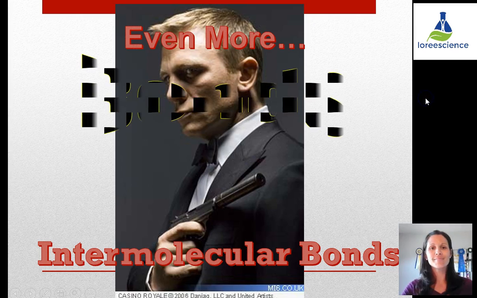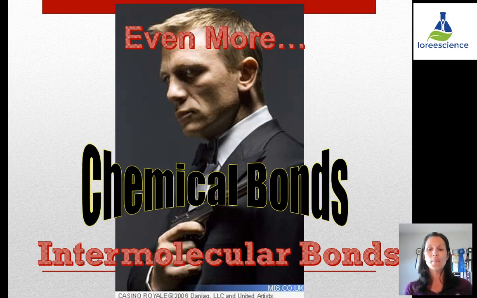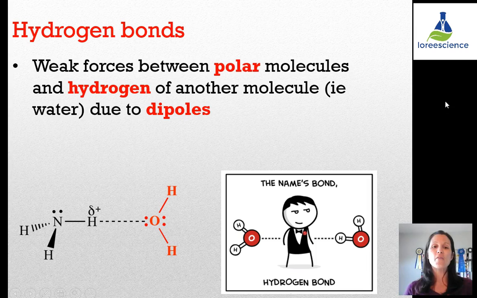So we're going to take a look at some even more bonds, more chemical bonds, but this time intermolecular bonds, meaning between different molecules. So the first type we're going to look at are hydrogen bonds. As the name implies, there must be a hydrogen involved. So they're relatively weak forces between a polar molecule and a hydrogen of another polar molecule. And it's due to their dipoles. So if we look at this example down here, we have water with the slightly negative oxygen, and we have this slightly charged hydrogen over here. They are going to form a slight attraction, which is going to be called a hydrogen bond.